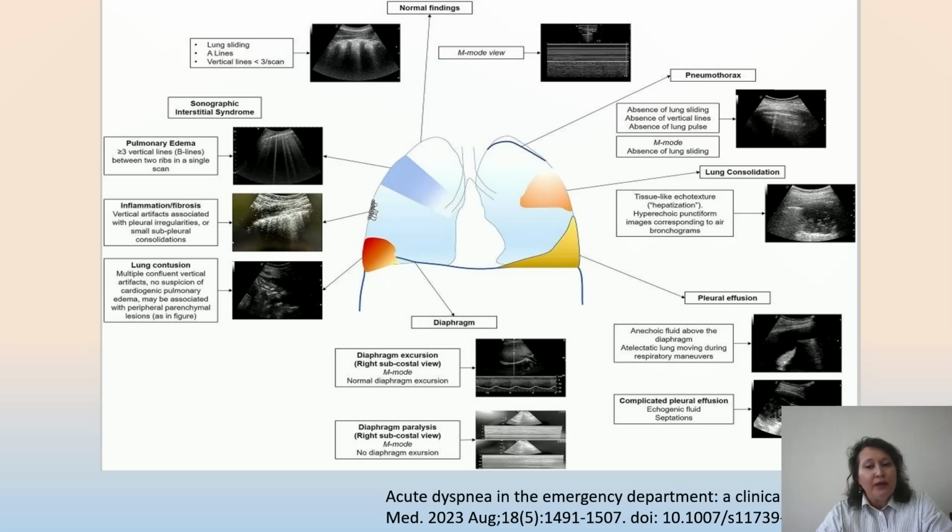In case of pleural effusion, anechoic fluid above the diaphragm, atelectatic lung moving during respiratory maneuvers. Complicated pleural effusion with echogenic fluid and septations. We can see sonographic interstitial syndromes at left side: pulmonary edema, when we visualize more than 3 vertical B lines between 2 ribs in a single scan, or inflammation, fibrosis, with vertical artifacts associated with pleural irregularities or small subpleural consolidations, or lung contusion, with multiple confluent vertical artifacts, not suspicious of cardiogenic pulmonary edema, may be associated with peripheral parenchymal lesions.